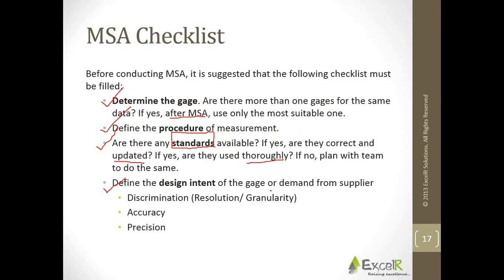Define the design intent of the gauge or demand from supplier. For instance, discrimination, resolution, granularity, to what extent can you measure? It should be 1/10. If I'm taking the height of people in feet, then my device should be able to take the height readings up to 1/10 of a foot. Then accuracy, how accurate it has to be, how precise it has to be, all those things.